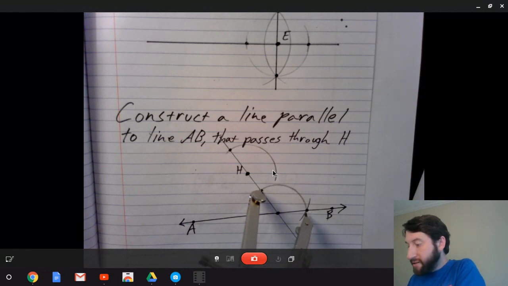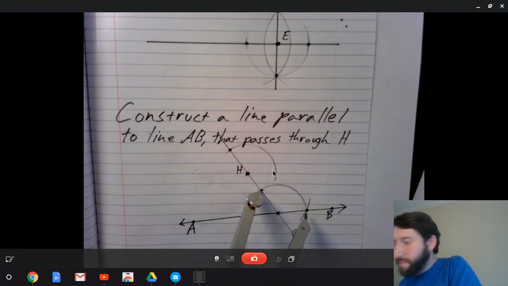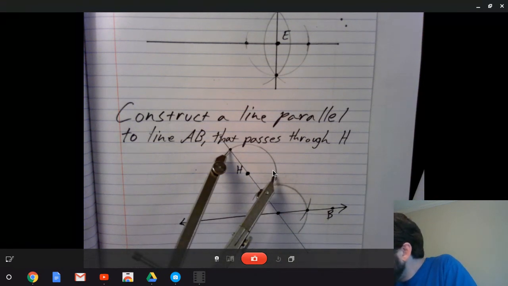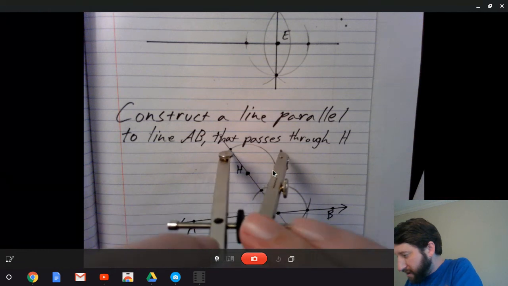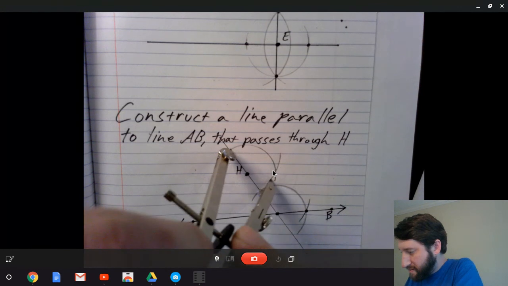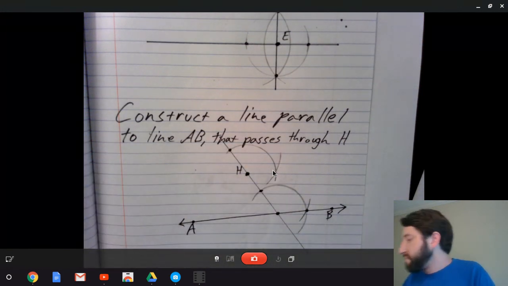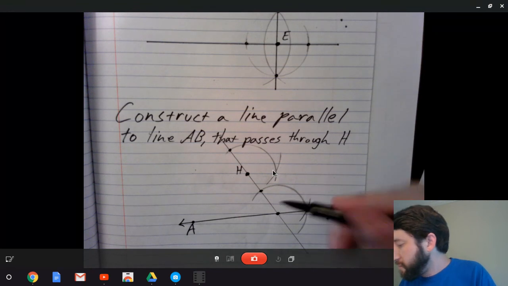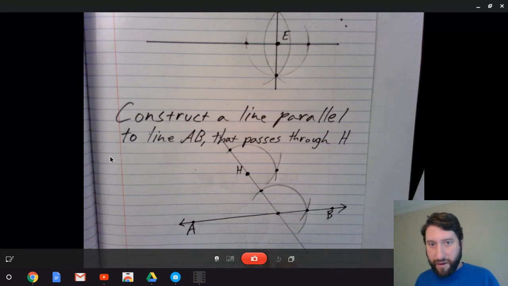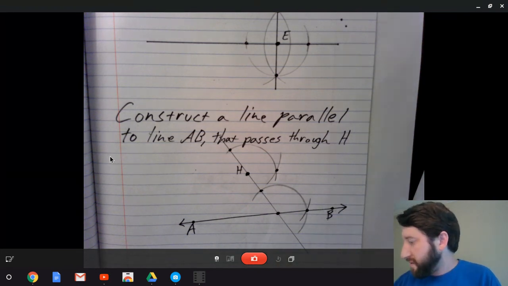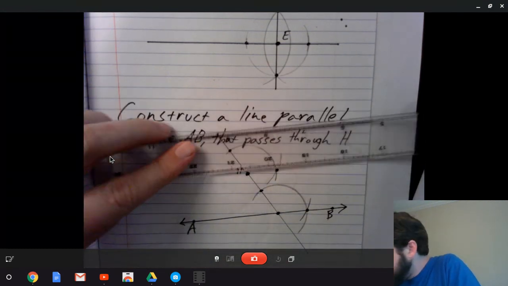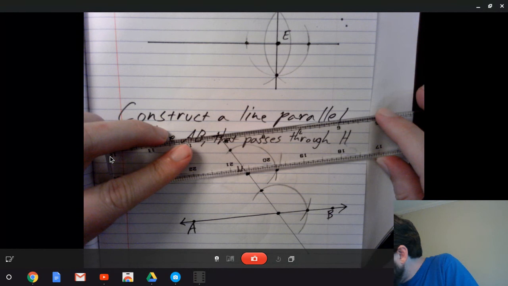Now I'm going to do the exact same thing for this one. I'm not going to adjust my compass. Okay, I'm not adjusting it. All right, now I'm going to do the same thing. Same thing. All right. Now I'm going to put a point where these two intersect. You probably know where we're going from here. Now that I have two points, because I know it has to go through this point right here, now all I have to do is connect my two lines.